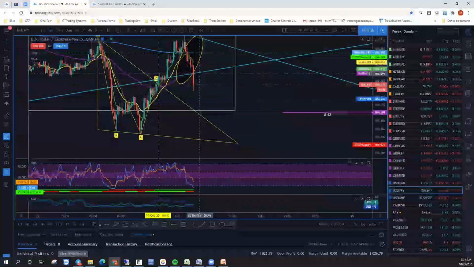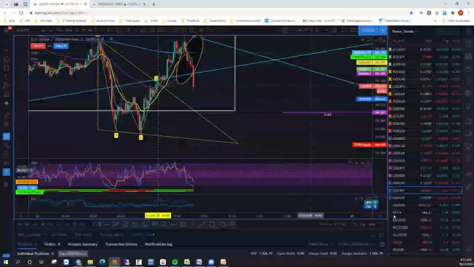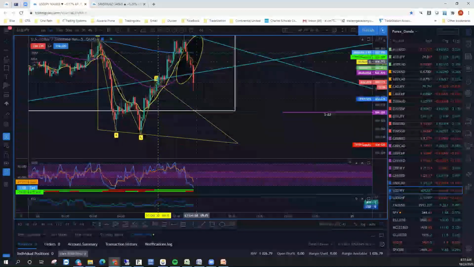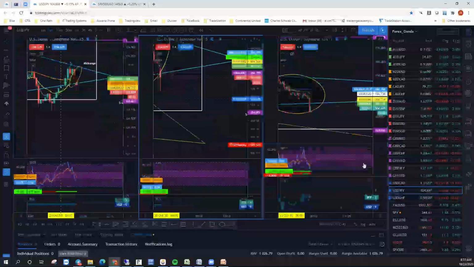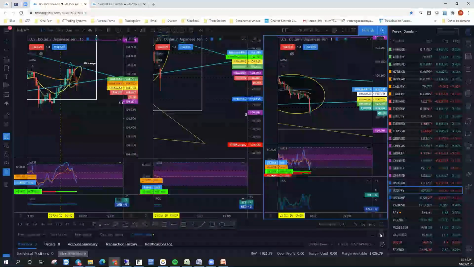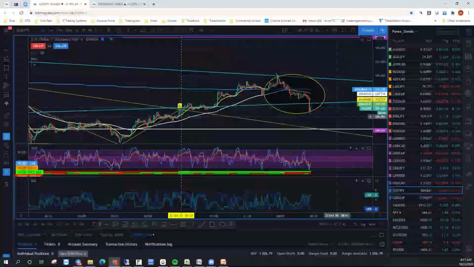If it broke there, then I would take it. And the problem is where you get in on a 5-minute chart. If you're waiting for the 5-minute candle to close, you then have to wait and see the pullback. You have to wait for the pullback. So let's go and take a look at the 1-minute chart.